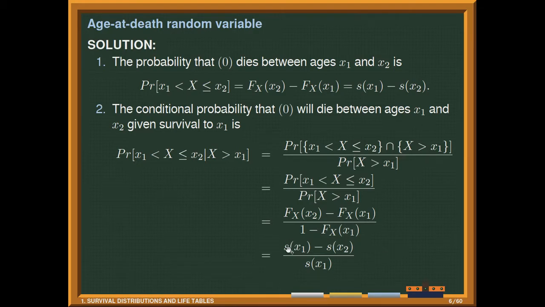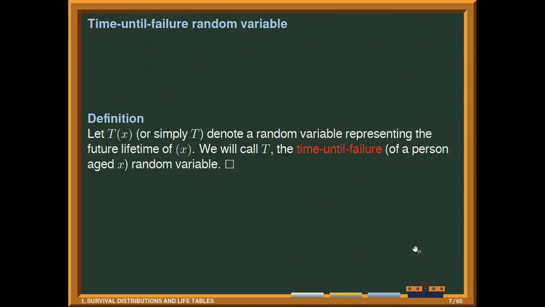And in terms of the survival function, it's going to be s of x sub 1 minus s of x sub 2 all over s of x sub 1, in terms of the survival function of the random variable x.